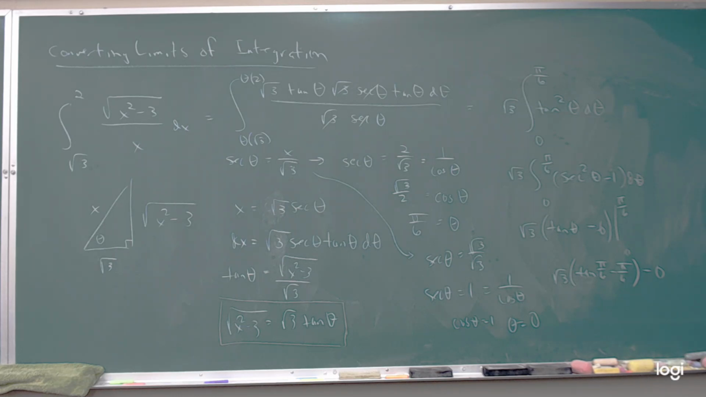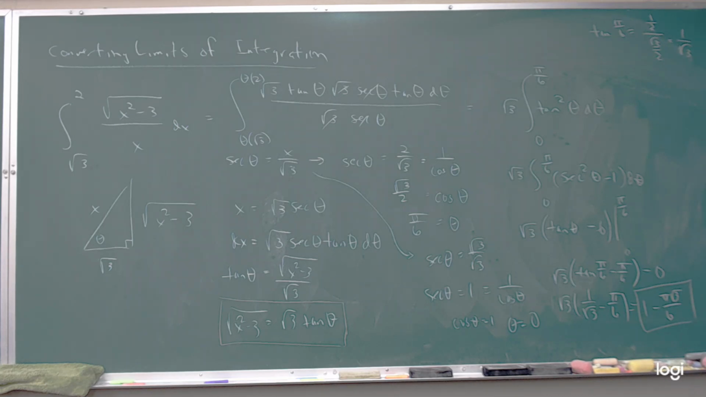Tangent of pi over 6 is going to be sine pi over 6 over cosine pi over 6, which we just call 1 over square root of 3. Should we just leave it like that? I think that's going to be a good thing. So we have 1 over square root of 3 minus pi over 6. So that's going to give us 1 minus, well, there you have it, pi square root of 3 over 6.